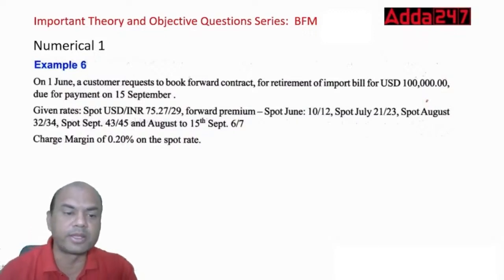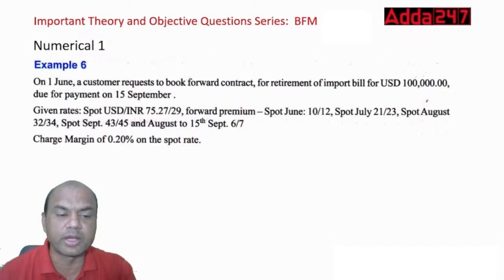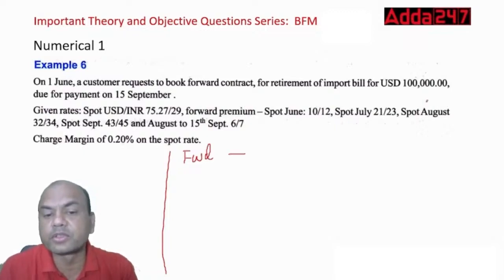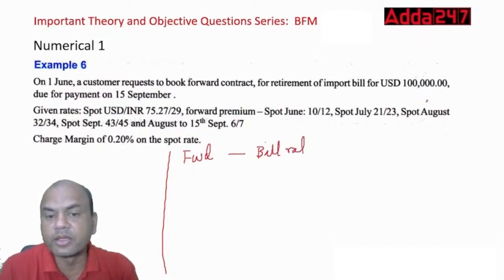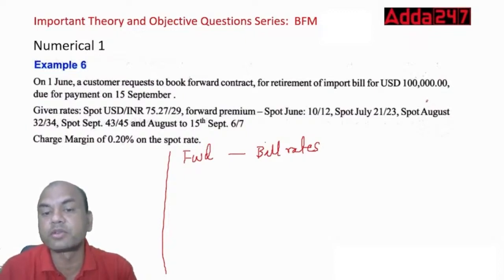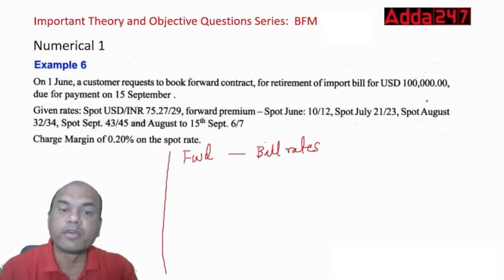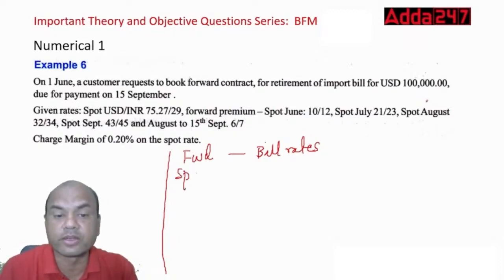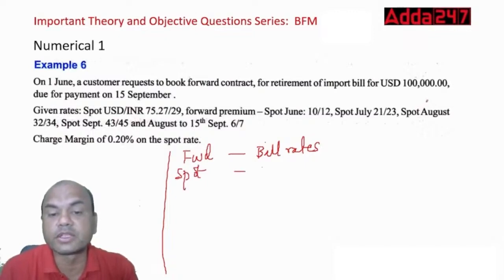Forward contract means immediately remember it must strike your mind that whenever we say forward contract, I'll have to use the forward rates, bill rates. Remember this, bill rates. This is something you must always remember. Whenever I'm talking of forward contracts, I'll have to use bill rates. Whenever I'm talking of spot transactions, I'll have to use TT rates. Here, I'll give you the classification. Spot transaction, you'll have to use the TT rates.